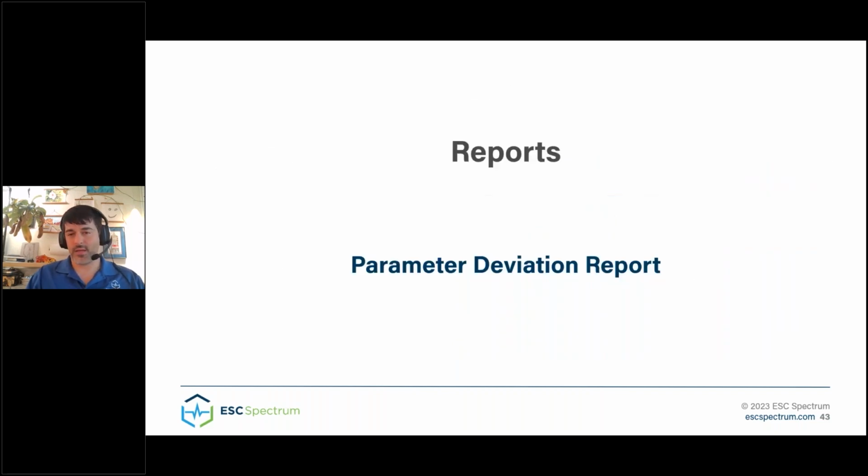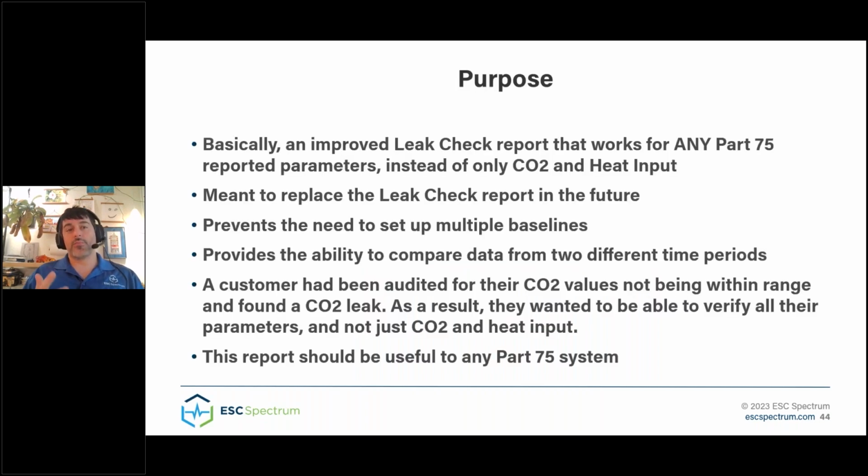All right, and finally, the parameter deviation report. Basically, this report is an improved version of the leak check report that works for any Part 75 reported parameter instead of just CO2 and heat input. Now, in the future, this is actually meant to replace the leak check. We're not going to drop the leak check just yet. Make sure that everybody's happy with this report first.